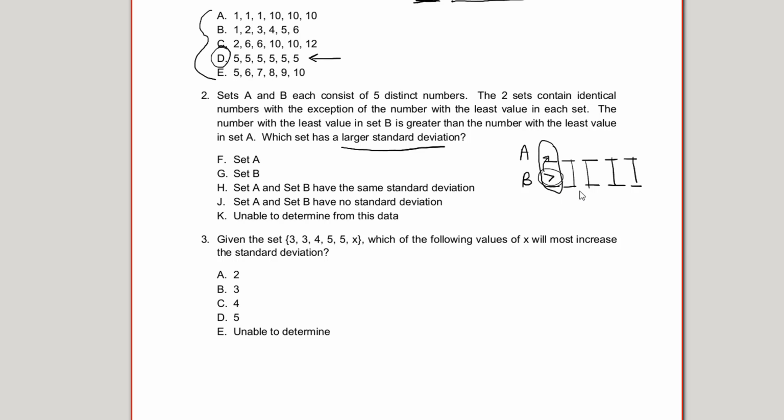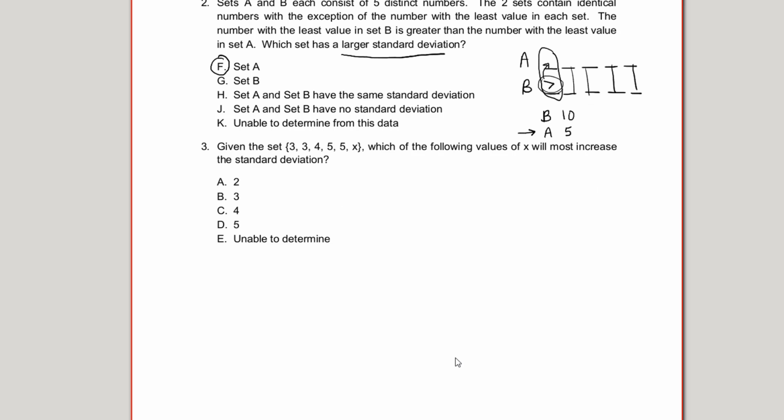You could almost think of, let's say set B has a value of 10, set A may have a value of 5. And these are ordered from least to greatest. So what's going to happen? The 5 is going to result in a larger distance from the mean than the 10 would. So set A is going to result in a larger standard deviation in general. So that is answer choice F.